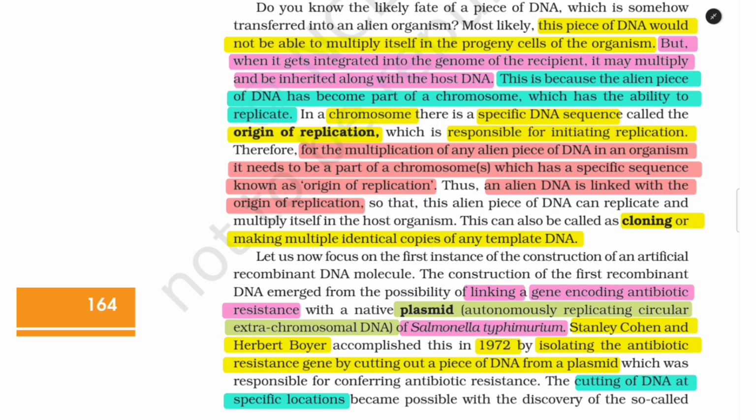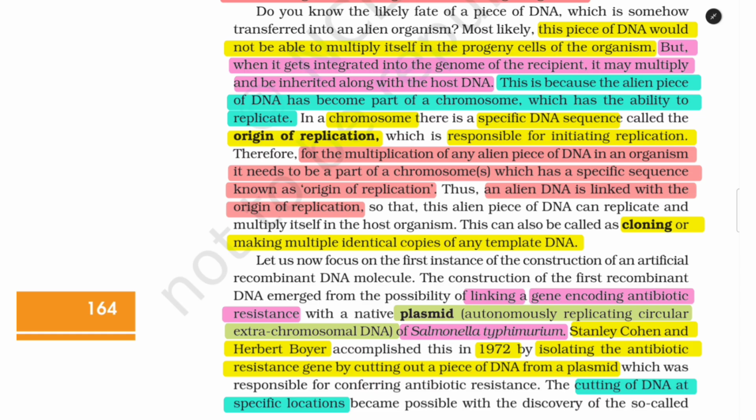to replicate. In a chromosome, there is a specific DNA sequence called the origin of replication, which is responsible for initiating replication. Therefore, for the multiplication of any alien piece of DNA in an organism, it needs to be a part of chromosome or chromosomes which has a specific sequence known as origin of replication. Thus, an alien DNA is linked with the origin of replication so that this alien piece of DNA can replicate and multiply itself in the host organism. This can also be called cloning or making multiple identical copies of any template DNA.